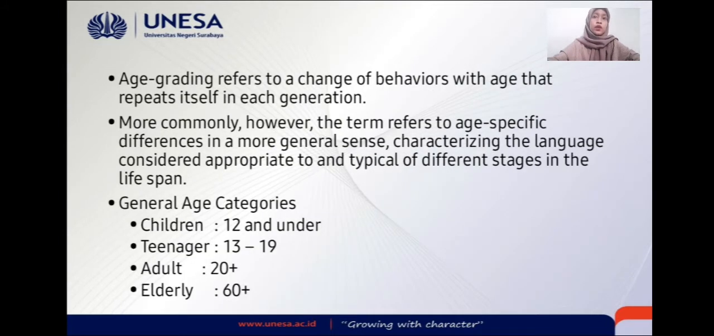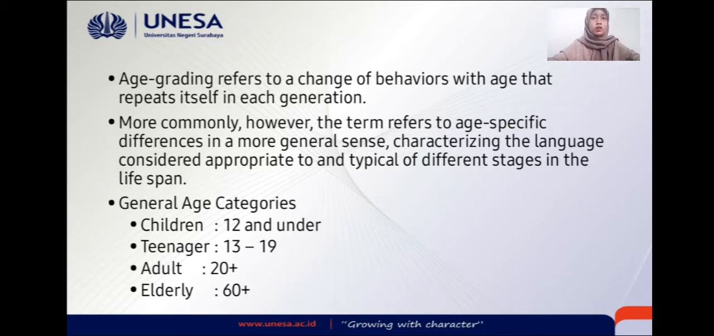Age grading refers to a change of behavior with age that repeats itself in each generation. More commonly, however, the term refers to age-specific differences in a more general sense, characterizing the language considered appropriate to and typical of different stages in the lifespan.